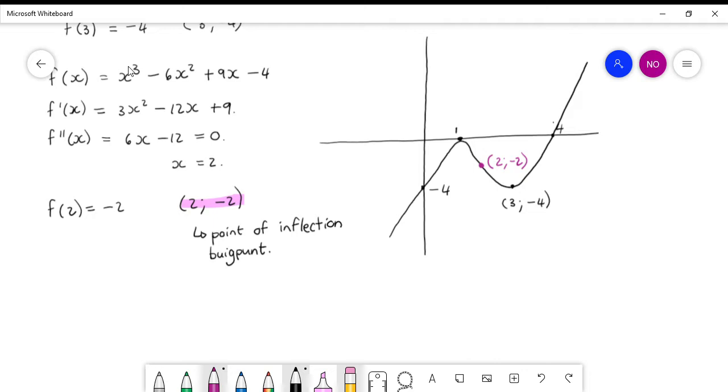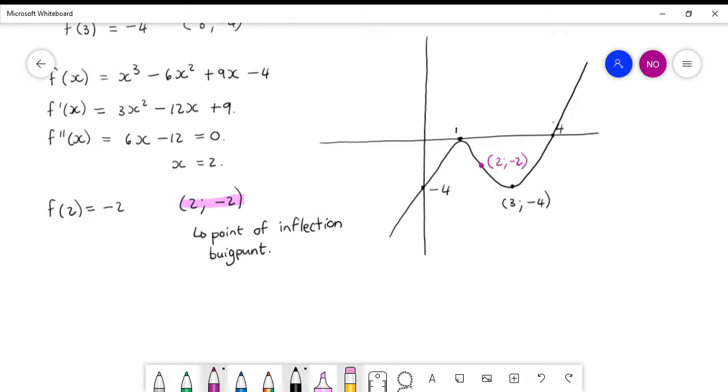Ek het vir julle in die vorige periode gesê die buigpunt is die plek waar die konkawiteit verander. So concavity has to do with the shape of the graph. So the shape of the graph, you guys already know half of it. We know when a graph is ascending or descending.